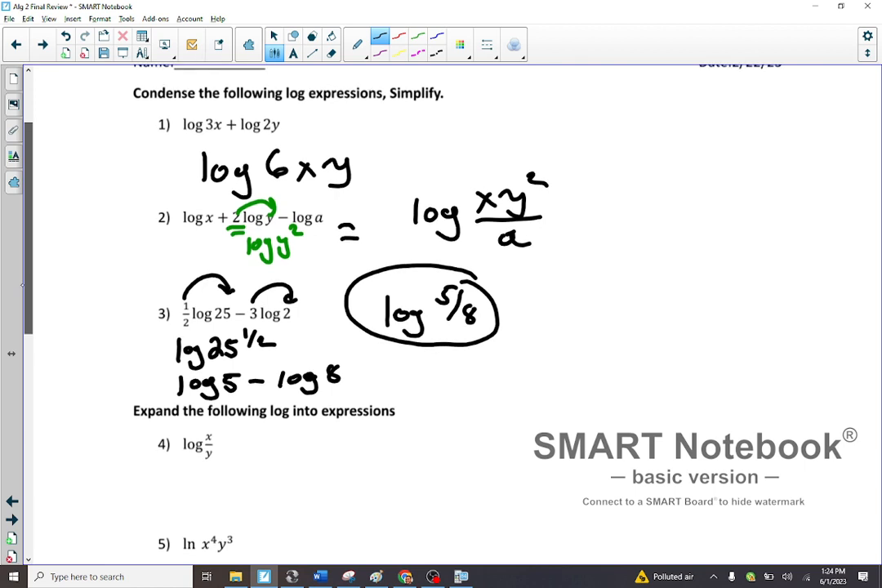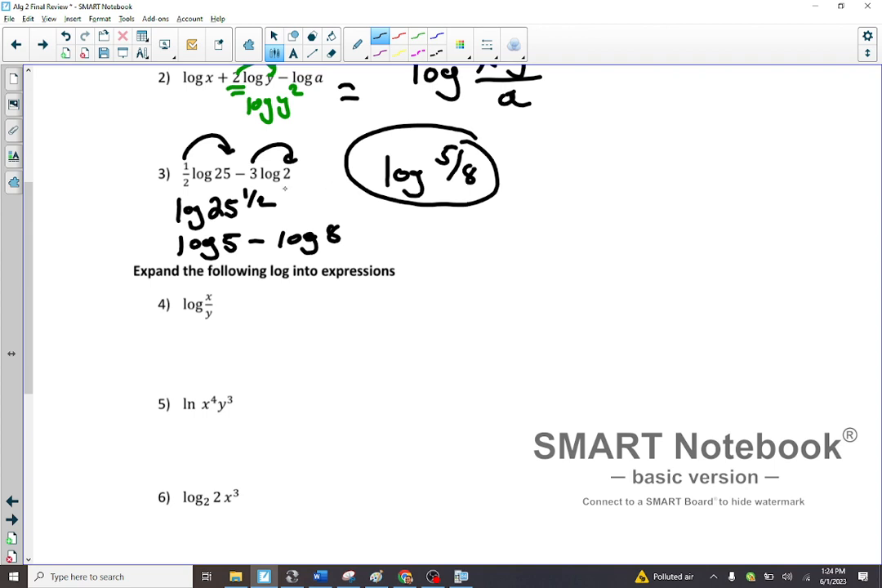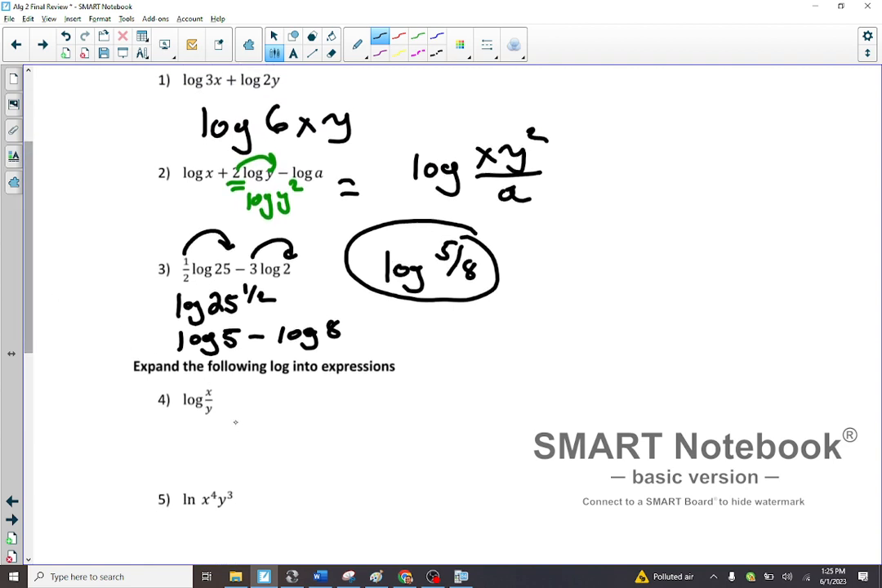So that's condensing. The opposite is expanding. So we're doing basically the opposite of 1, 2, 3. Because this is log x divided by log y, it's going to be log x, because it's division, it's subtraction, minus log y.